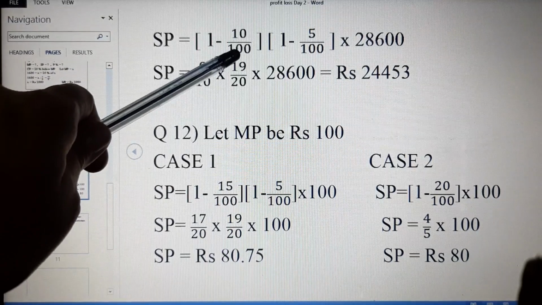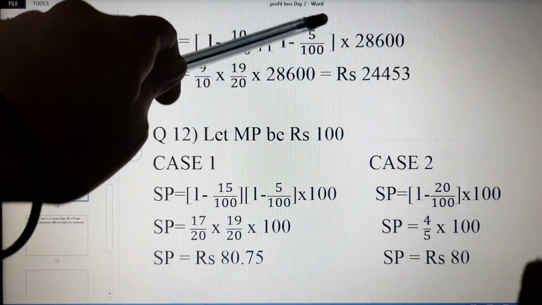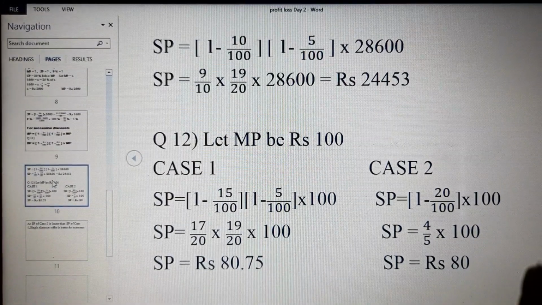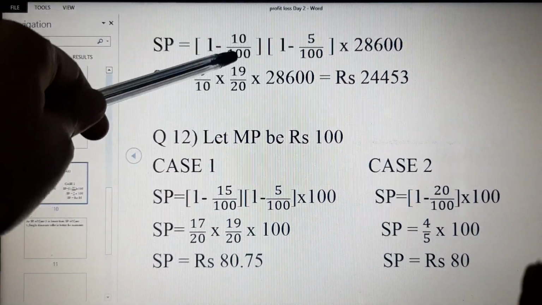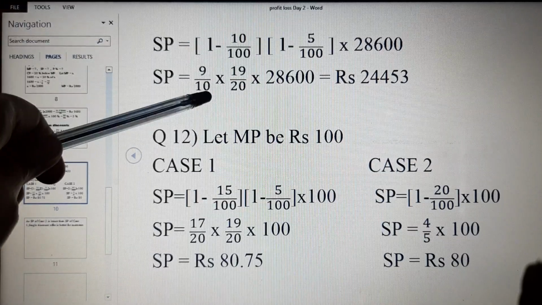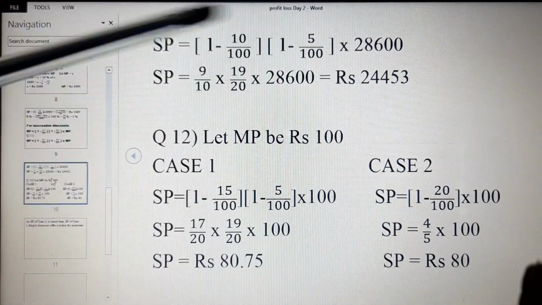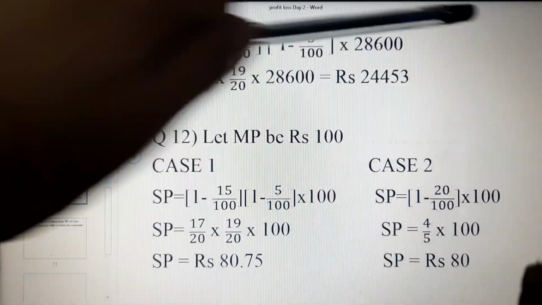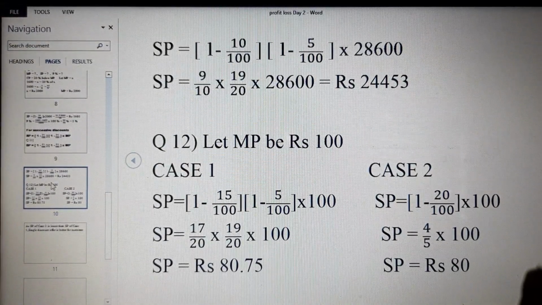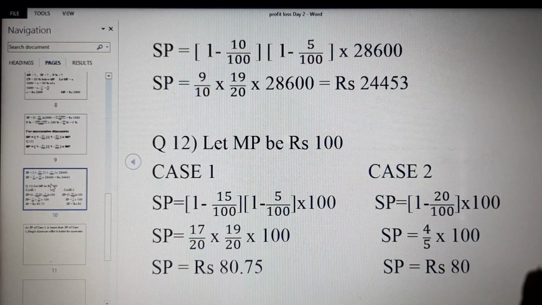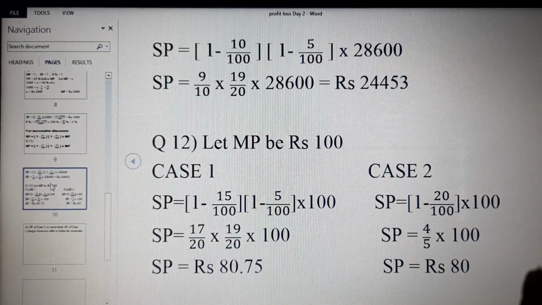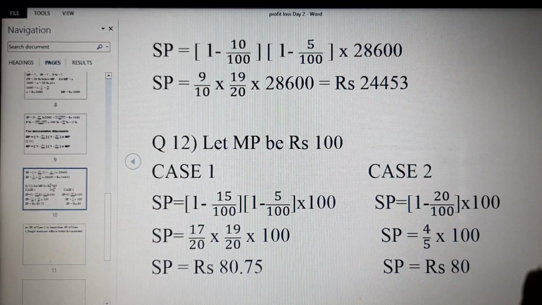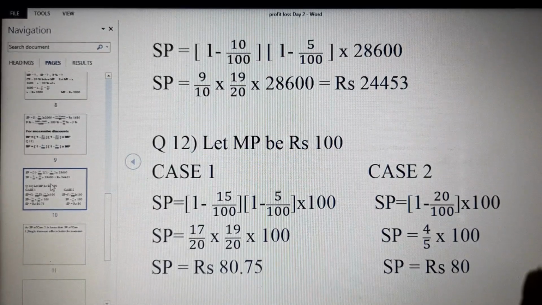1 minus D1 upon 100, 10 upon 100. 1 minus D2 upon 100, 5 upon 100, into MP. Now you will calculate it. It becomes 0 and 0 cancelled. You take the LCM, 9 upon 10. And here you first cancel, 1 upon 20, then take the LCM, 19 upon 20. And the final answer will be 24,453. Clear?